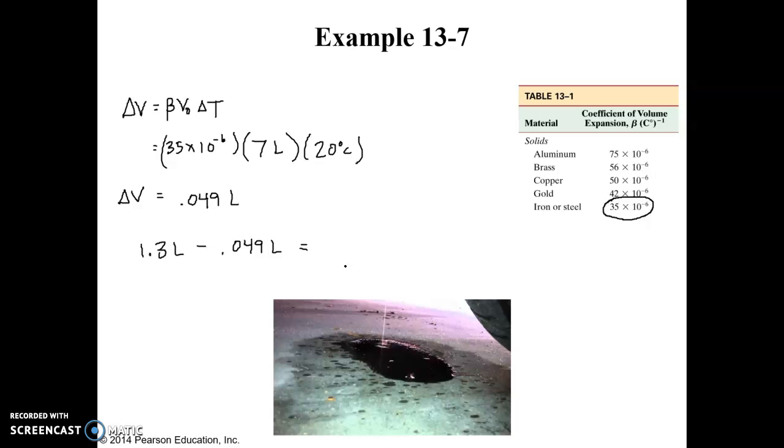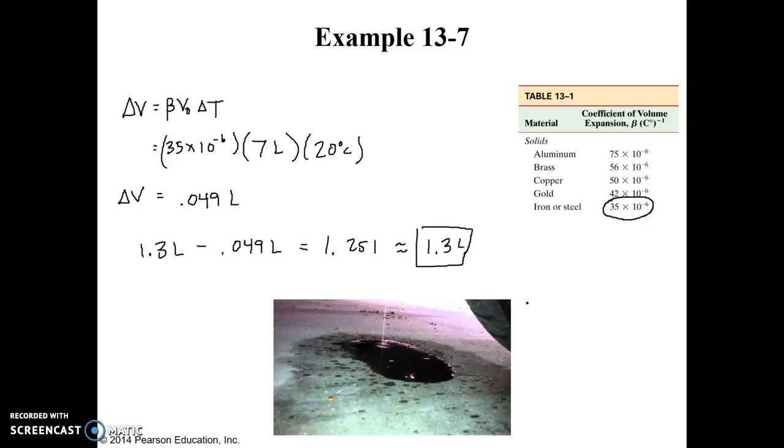the difference between those two is going to be about 1.251. But if we round that to two significant figures, that's just going to round right back up to 1.3. So approximately 1.3 liters of gasoline are going to spill out of this tank. So why doesn't that happen? Why doesn't that happen on your vehicles on a hot day?